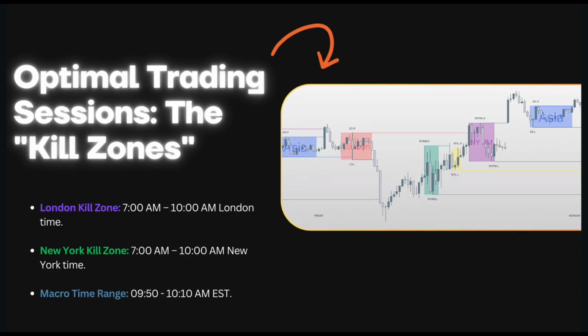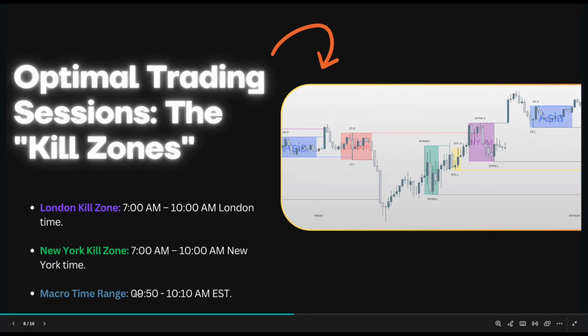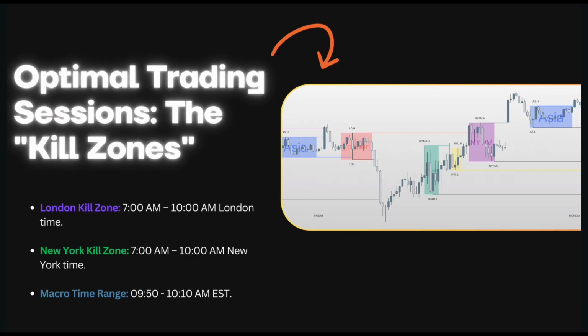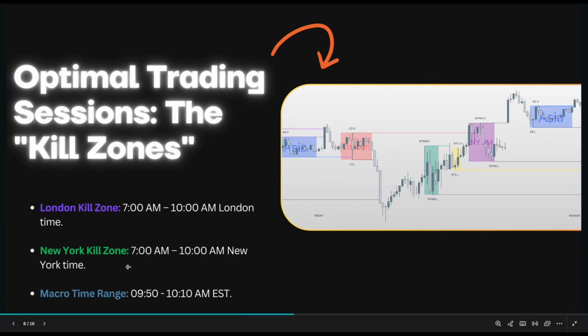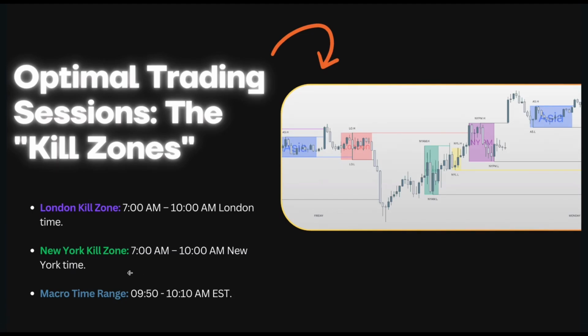Alright, so now let's talk about optimal trading sessions, the kill zones. So timing matters, and here are the best trading windows according to ICT, right? You have your London kill zone, you have New York kill zone, you have your macro time range. So this is when you trade more like through a very smaller session, but you're using minutes instead of hours to define your window trading range. Okay, I already made a video on this. You guys can check out my video on the myth of time trading or something like that. I can't remember, it's been a while, but I'll link it down in the description below for you guys.